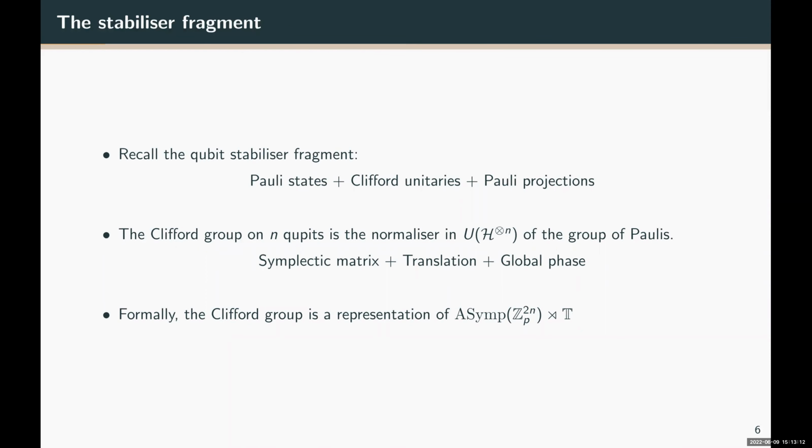Now, having introduced these standard gates for quantum computing with qubits, let's define the qubit stabilizer fragment. If you remember from the qubit case, the stabilizer fragment is defined as the fragment of quantum theory which you can get using just initializations of Pauli states, Clifford unitaries, and projections onto Pauli states.